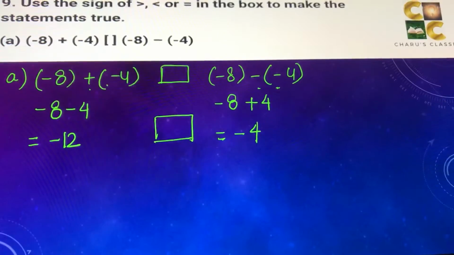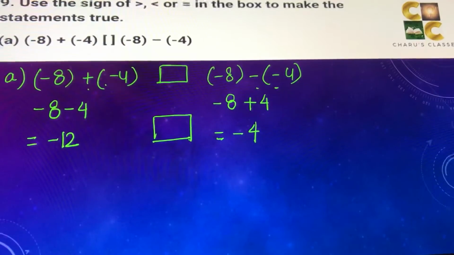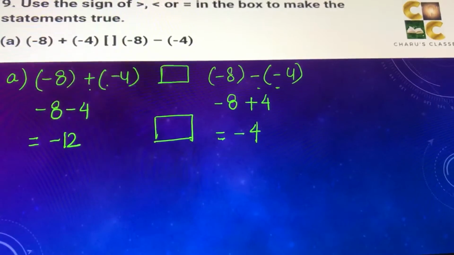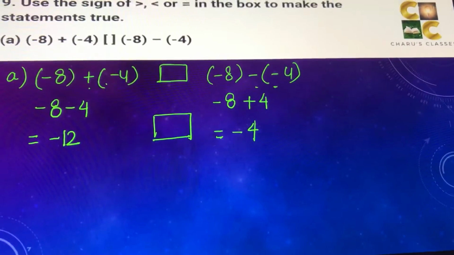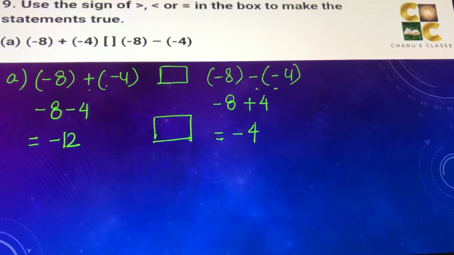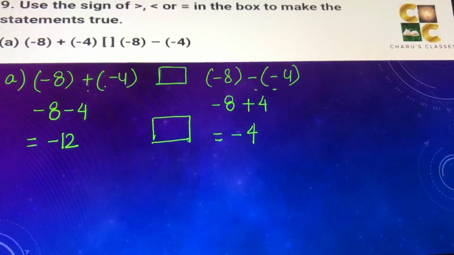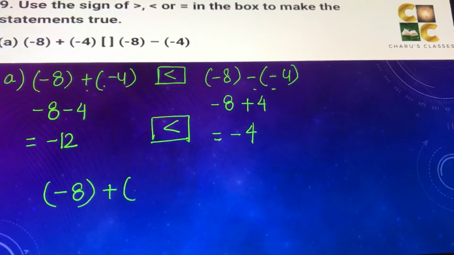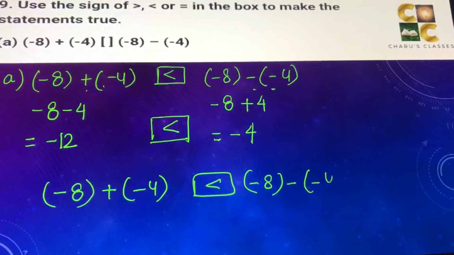तो अगर हमें actually compare करना है -12 and -4 को, जब भी इंटीजर नेगेटिव होता है तो उसकी वैल्यू ऑपोजिट हो जाती है. What I mean is, अगर 12 4 से बड़ा है तो -12 -4 से छोटा हो जाता है. नेगेटिव साइन के साथ जितना नंबर बड़ा लगता है एक्चुअली वो उतना छोटा होता है. So -12 is less than -4. So in this we will write -8 plus -4 is less than -8 minus -4.